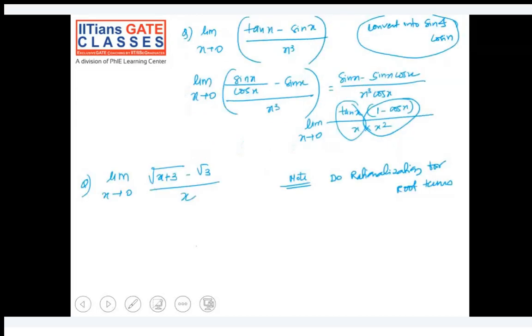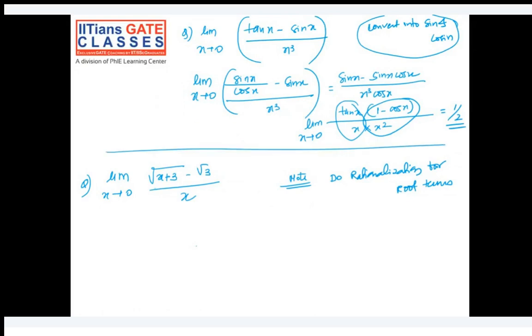Is it clear? About the second question, do the rationalization. Whenever you do the rationalization, you multiply with the conjugate pair. So root x plus 3 plus root 3 divided by root x plus 3 plus root 3. Here minus is there in between, so you have to multiply with the plus, numerator and denominator. What will you end up with? X plus 3 minus 3 divided by x into under root of x plus 3 plus root 3.